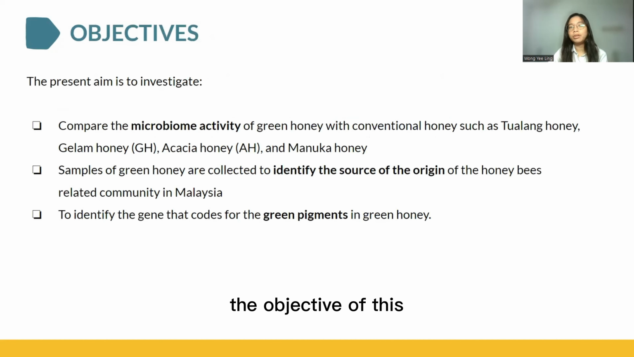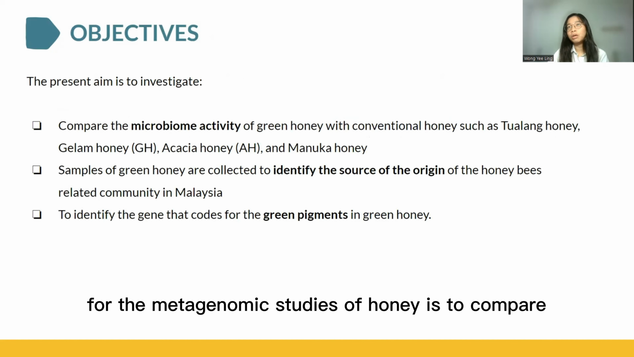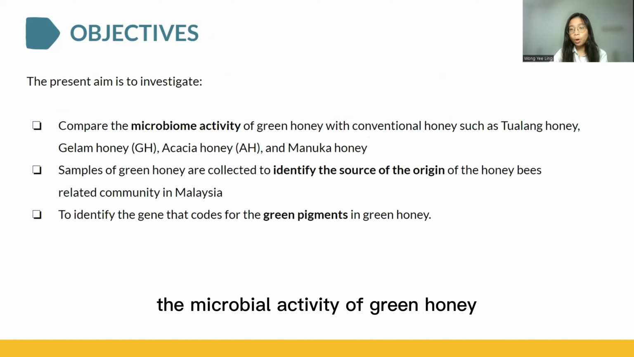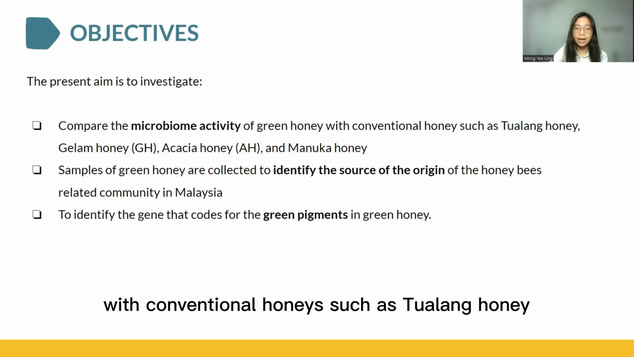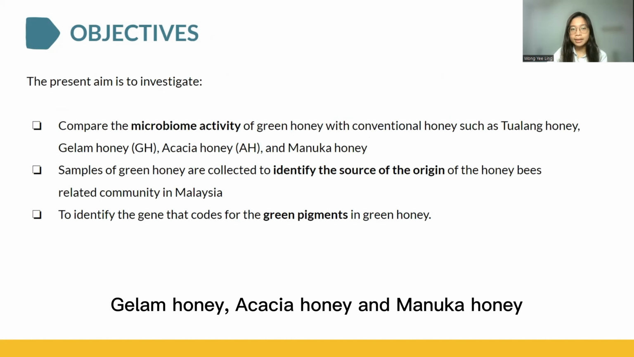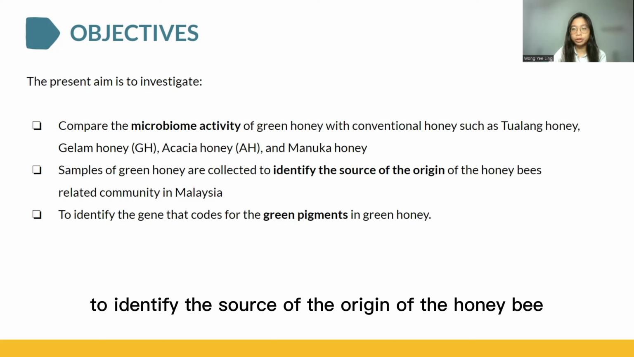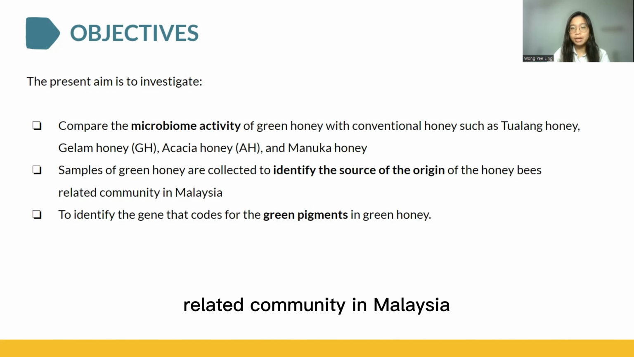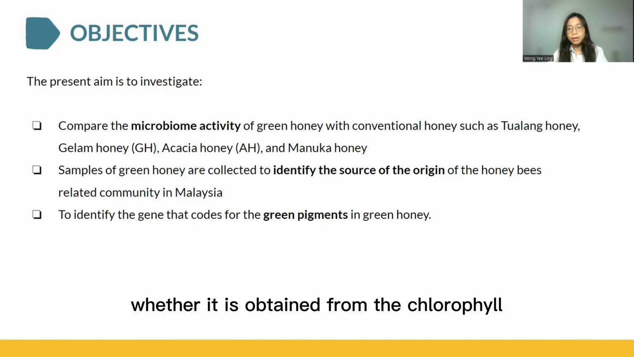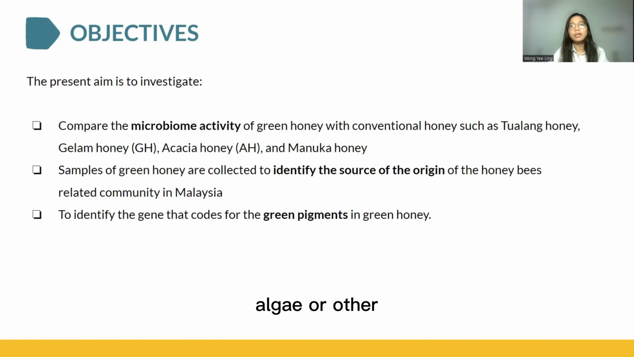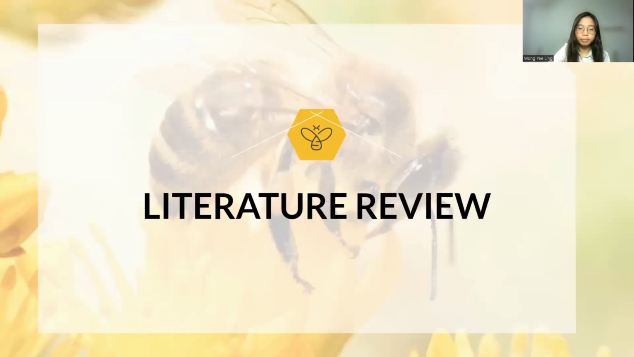The objective of this report proposal for the metagenomic studies of honey is, first, to compare the microbiome activity of green honey with conventional honey such as tualang honey, gelam honey, acacia honey, and manuka honey. Secondly, samples of green honey are collected to identify the origin of the honeybee-related community in Malaysia. Last, to identify the gene that codes for the green pigments in the green honey, whether it is obtained from chlorophyll, algae, or other potential substances.